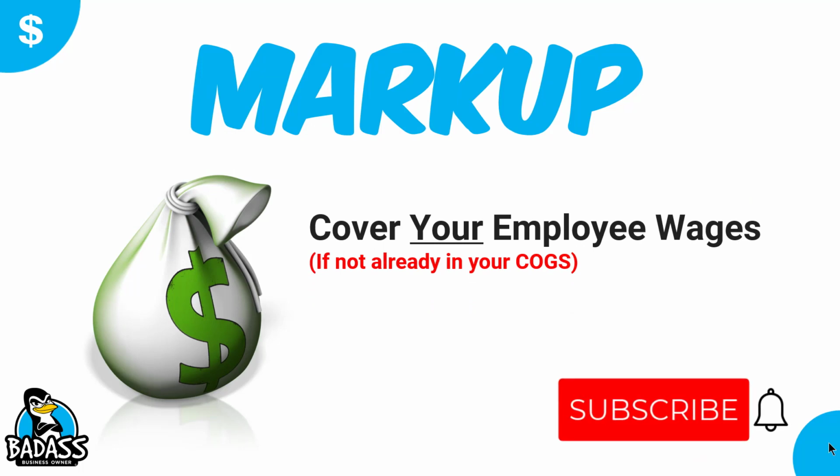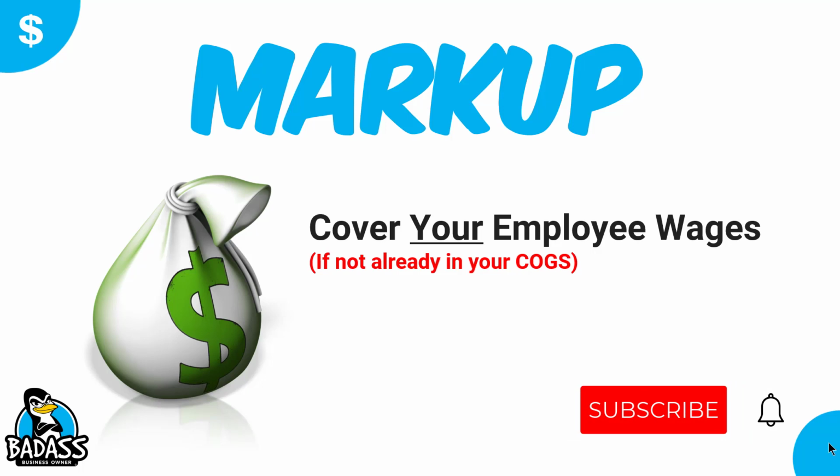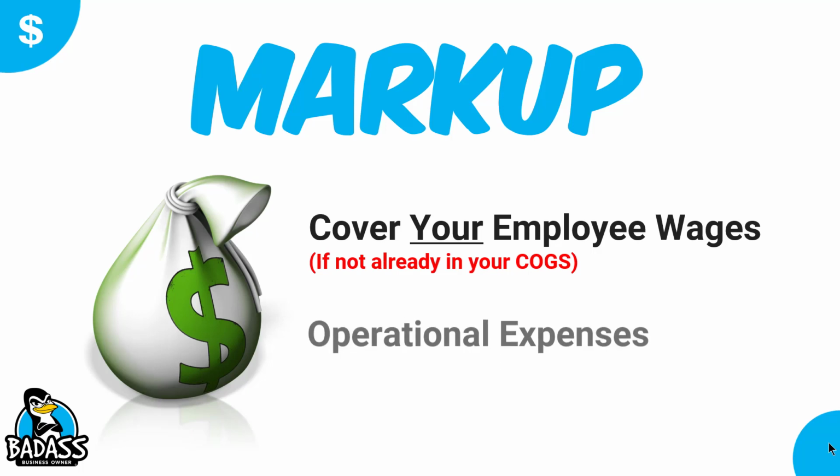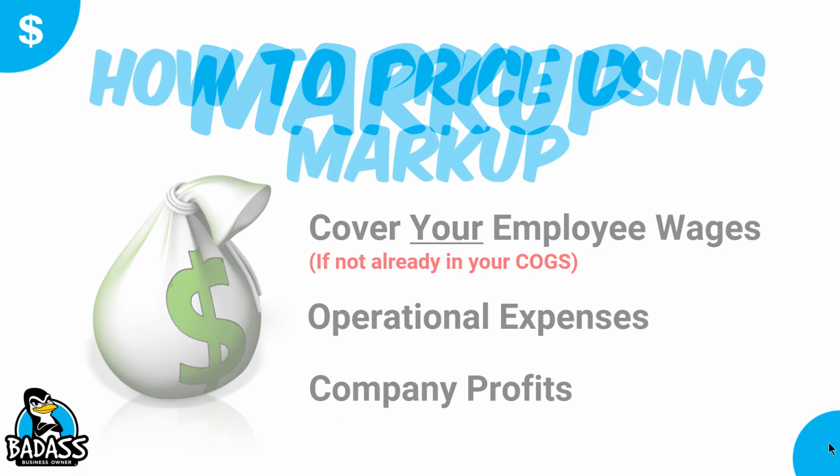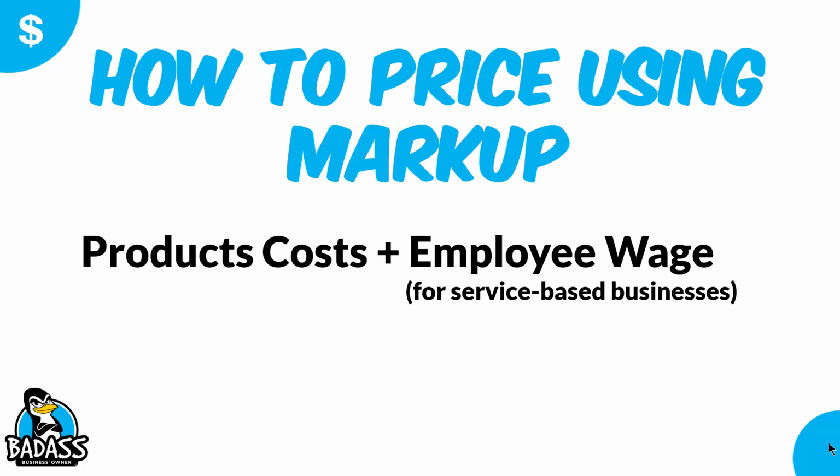And you've got to just remember all the time what you're actually doing when you're using markup as part of setting your prices. You need to cover your employee wages. If you're not already putting it in your cost of goods or your expenses, you need to make sure that whatever you're marking up those prices, if you're not already capturing this, it needs to be part of this. You also have your operational expenses. We showed you how to find that on your profit and loss statement, so you can make sure you don't forget. And then you have the company profits as an owner. What's the business's profits?